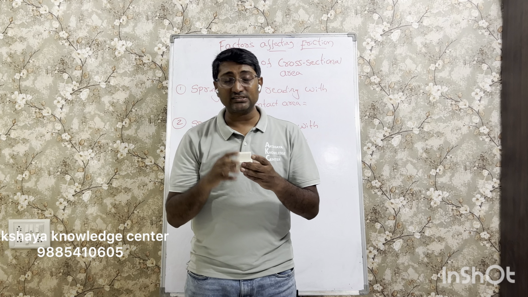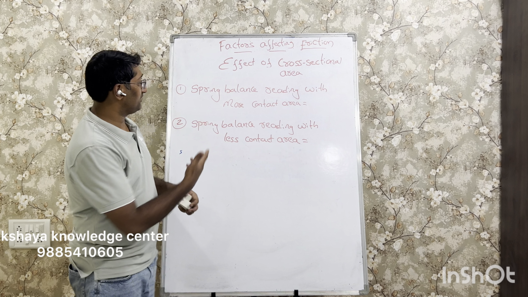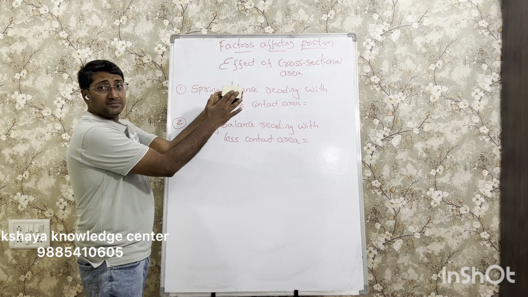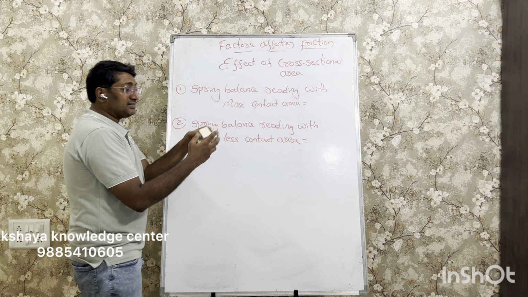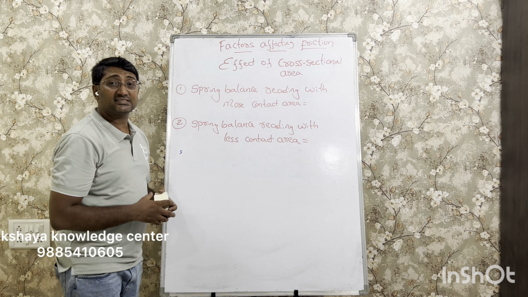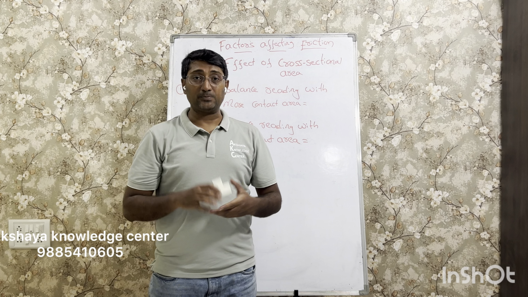Okay. Before we start, please look at the board for the observation table. Spring balance reading with more contact area. Spring balance reading with less contact area. That's it. These two readings you have to write. So let's get started and observe the experiment.